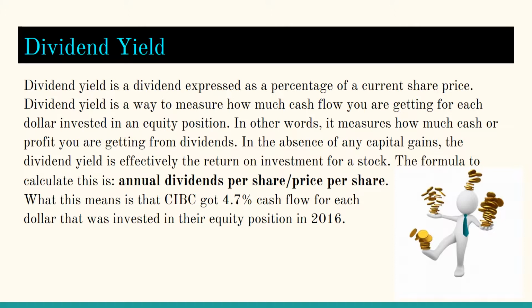In other words, it measures how much cash or profit you are getting from dividends. In the absence of any capital gain, the dividend yield is effectively the return on investment for a stock. The formula to calculate this is annual dividends per share divided by price per share. What this means is that CIBC got 4.7% cash flow for each dollar that was invested in their equity in 2016.